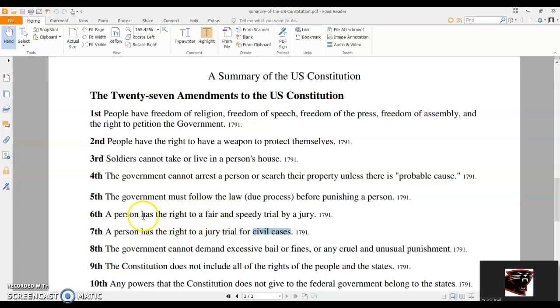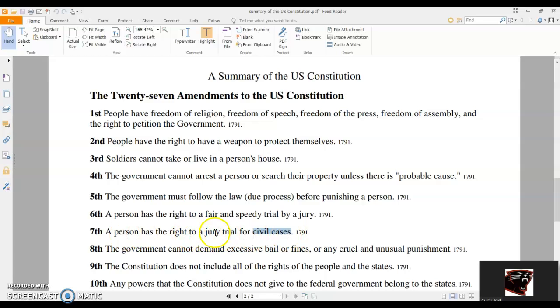6, the person has the right to a fair and speedy trial by a jury. The jury are those people selected to hear the case and decide guilty or not guilty. Most of the time, they'll send a letter in the mail to say that you have jury duty. Of course, you cannot back out of it unless you have a really, really good excuse. All right, so I said for 6, one right is a fair and speedy trial by jury.